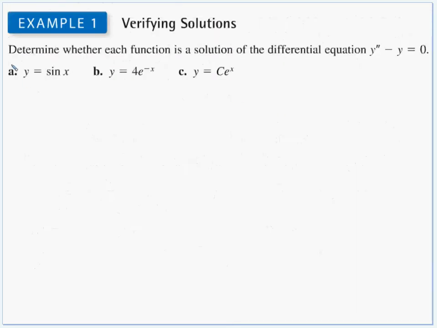Example 1. Determine whether each function is a solution to this differential equation: y double prime minus y is equal to 0. And they give us three of them here, A, B, C. Let's look at letter A first. We've got y equals sine x.